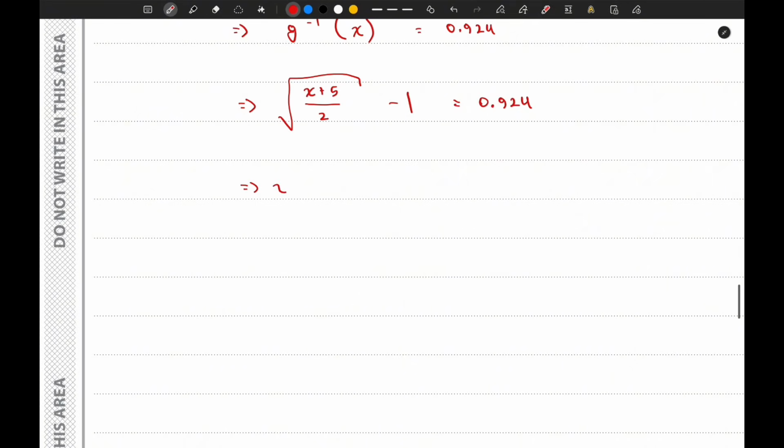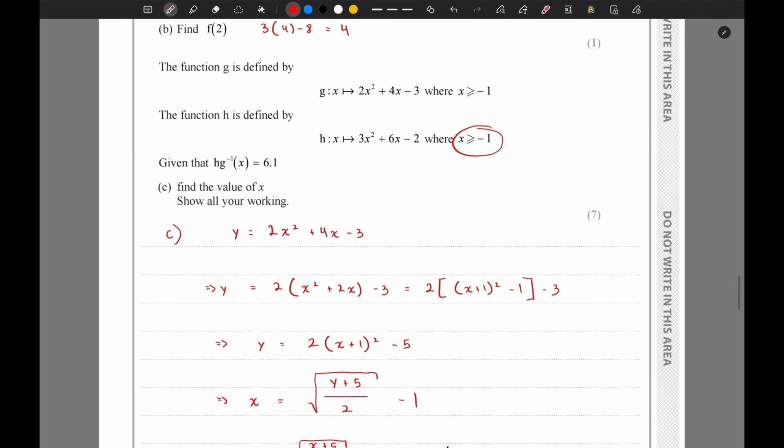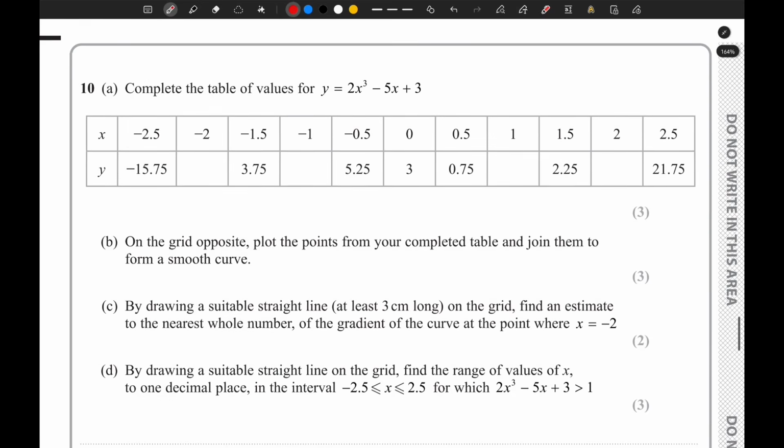So from this we can get the value for x. So the value of x is 2.4. So that is the answer for this question. Moving on to the next question. In the first part, we need to complete the table for the values of x.